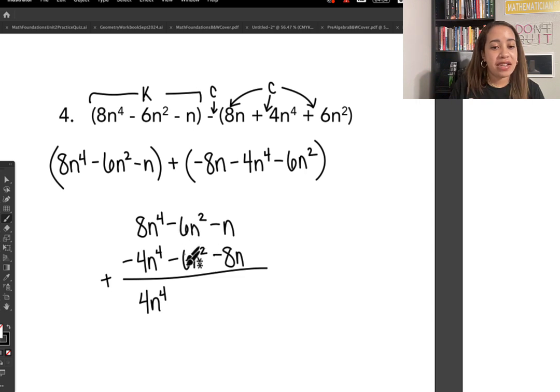Next up, we have negative 6 plus negative 6. They have the same signs, so we add the numbers together. 6 plus 6 is 12. And since they're both negative, it's going to be a negative 12. Finally, I do not have a number in front of this n, so it's going to be an invisible 1. Negative 1 plus negative 8 gives us negative 9. So here's our final answer. 4n to the 4th power minus 12n squared minus 9n.